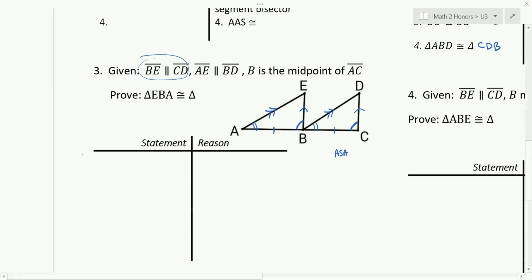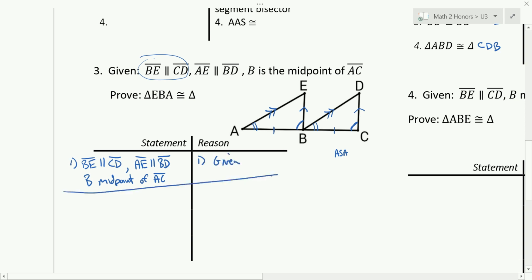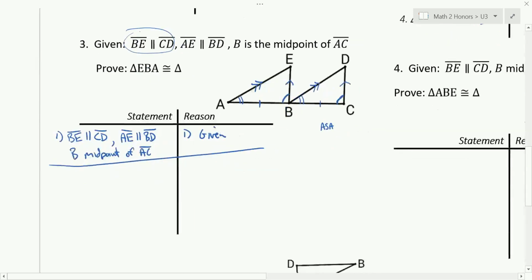Now we always start our proof with the givens. EE parallel to CD. AE parallel to BD. B is the midpoint of AC. And the reason's always given. Okay, so that's how we start. We know we have a little freedom in how we go in between. I'm just going to go kind of in the order we did.